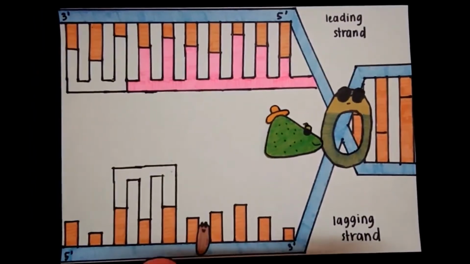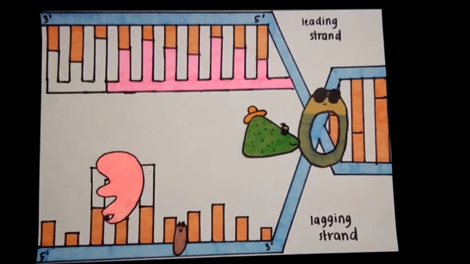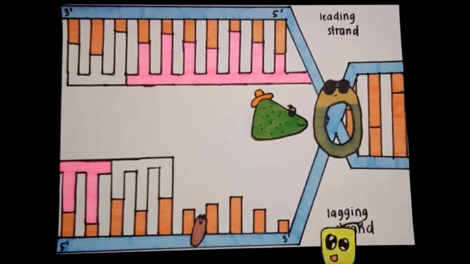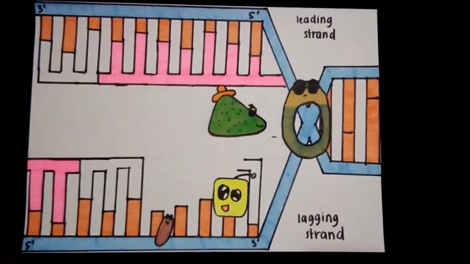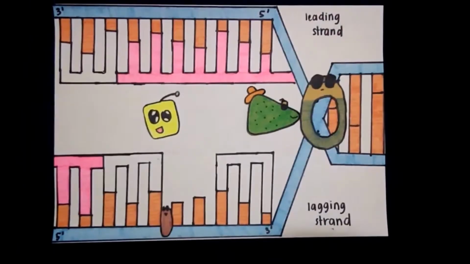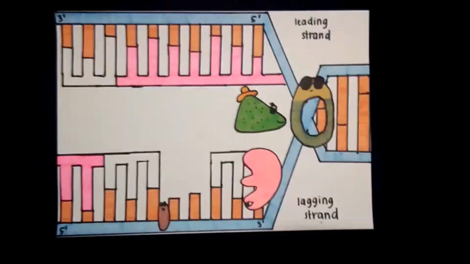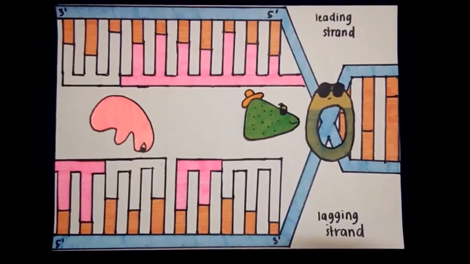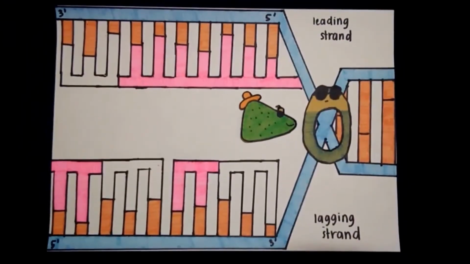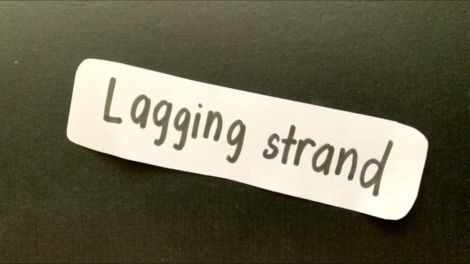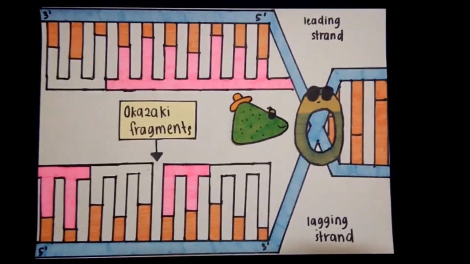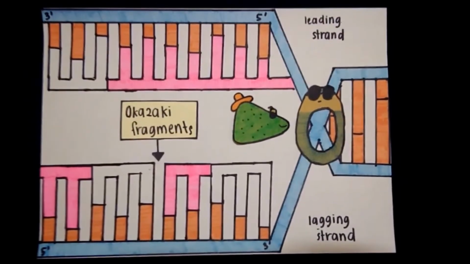The other new strand, which runs 5' to 3' away from the fork, is trickier. This strand is made in fragments because as the replication fork moves forward, the DNA polymerase, which is moving away from the replication fork, must come off and reattach on the newly exposed DNA. This tricky strand, which is made in fragments, is called the lagging strand. The small fragments are called Okazaki fragments, named for the Japanese scientist who discovered them.